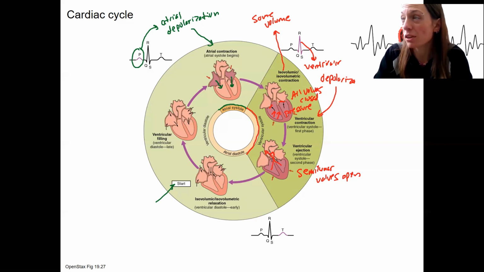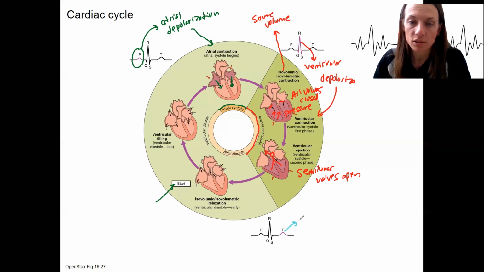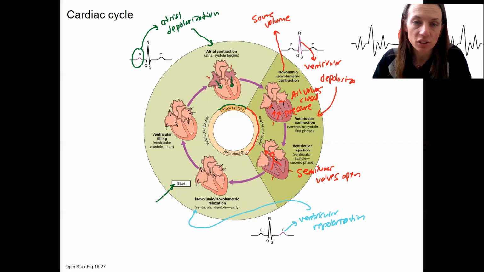Okay, then we're done with our ventricular contraction. Ventricles are going to relax. T wave corresponds to ventricular repolarization. So we have ventricular diastole. That is actually going to last this entire time here. So it's pretty long, and that'll become important later on, the relative length of ventricular diastole compared to ventricular systole.